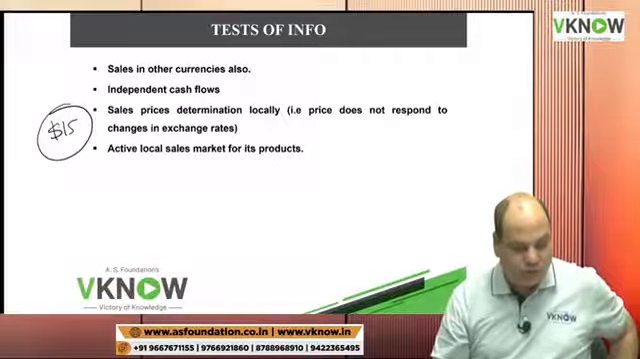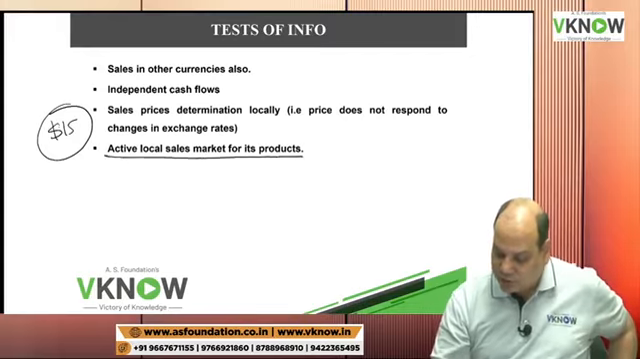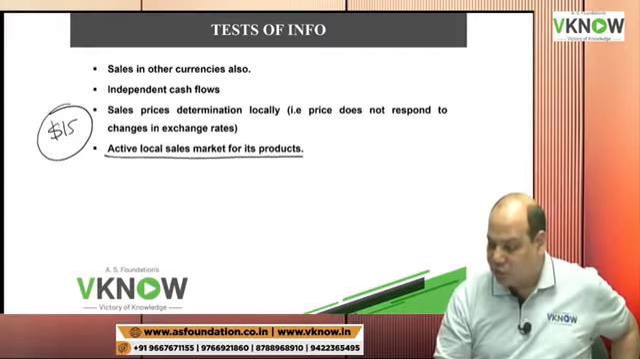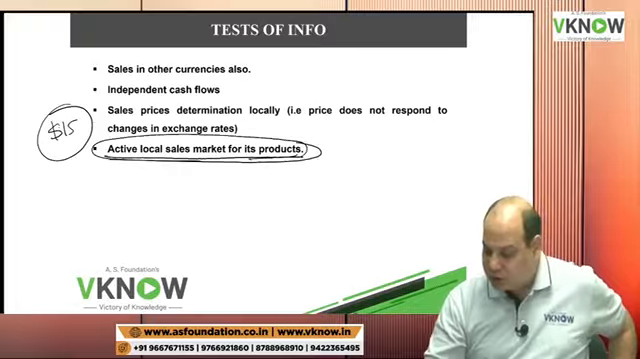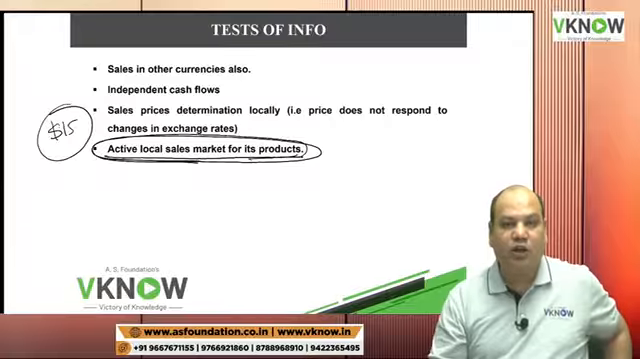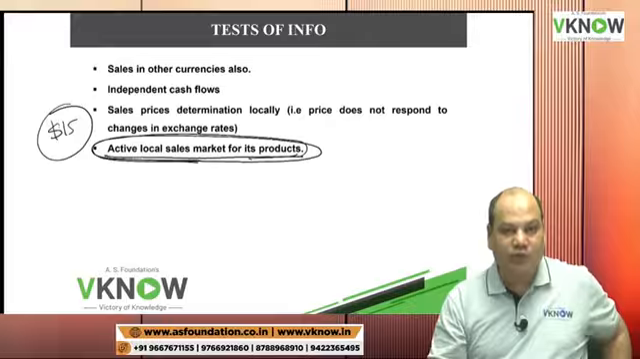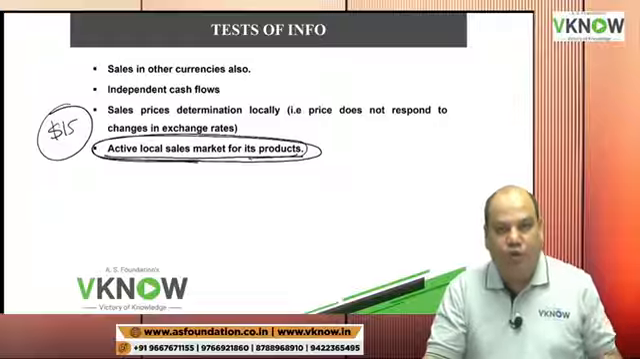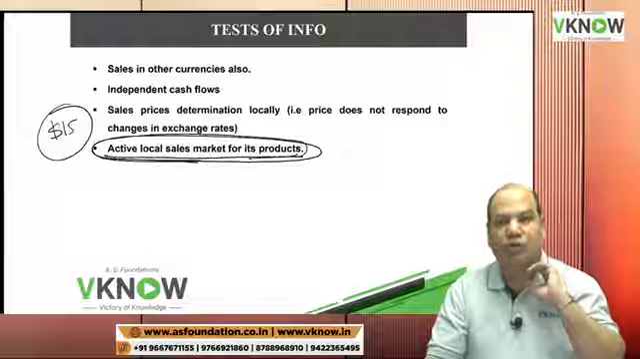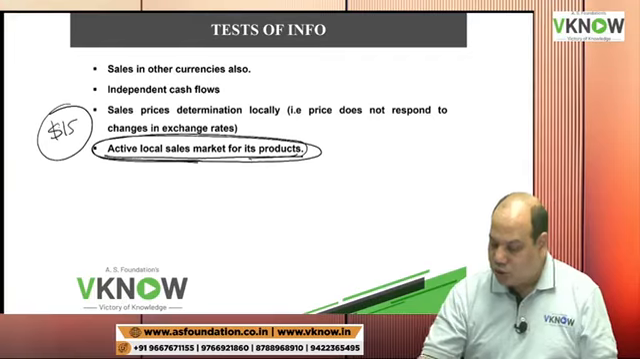And the last point to identify non-integral operation, as per AS 11, there is an active local sales market for its product. So they are producing and selling actively in the local market their local products. So they are not dependent on the head office or the parent company for selling goods. They can procure, manufacture locally and sell locally also. There are total 8 points.